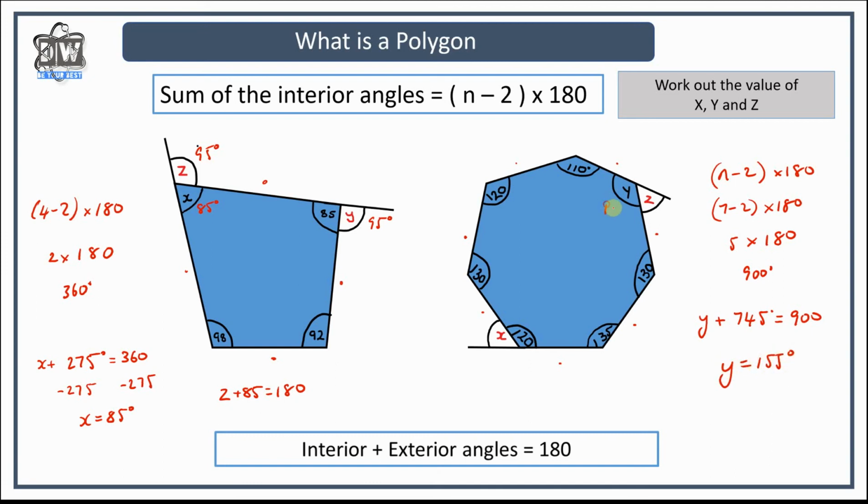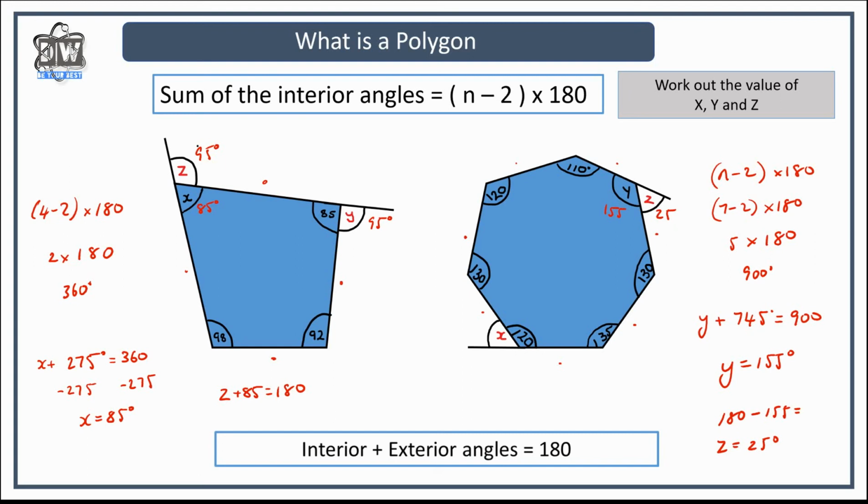So that's y, 155. So if y is 155, what is z? So we've got that line, it's 180 minus away 155, and we end up with 25 degrees. So z equals 25. Hopefully you've done that really well.